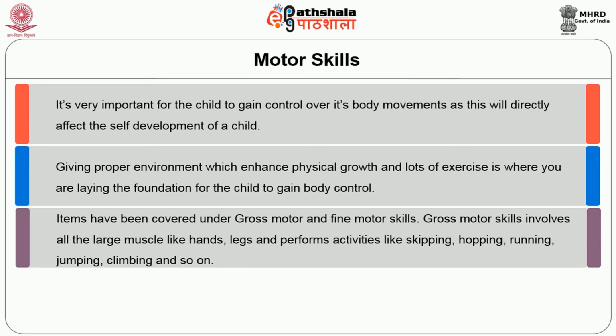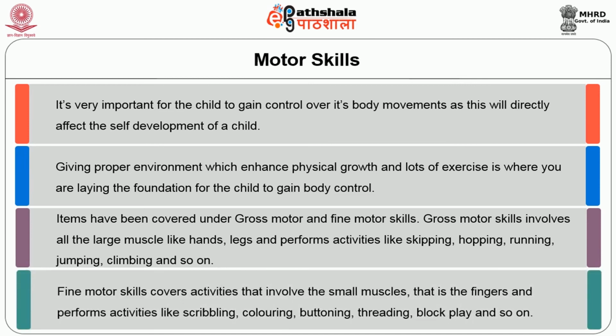Gross motor skills involve all the large muscles like hands and legs and performing activities like skipping, hopping, running, jumping, climbing and so on. Fine motor skills cover activities that involve the small muscles, that is the fingers, and performing activities like scribbling, coloring, buttoning, threading, block play and so on.